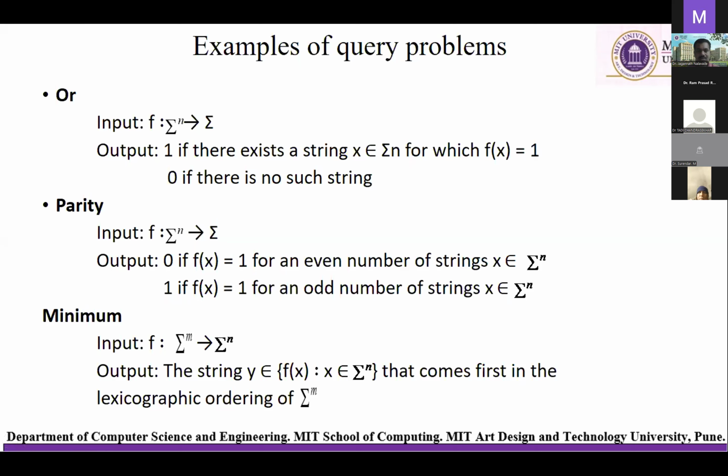From the given input bits or input queries, we have to identify the minimum number from the given input. So here m number of inputs map to n number of outputs. The string y belongs to f of x, where x belongs to the n number of bits, that comes first in the lexicographic ordering of the summation, meaning some m number of that particular bits or n number of the queries.